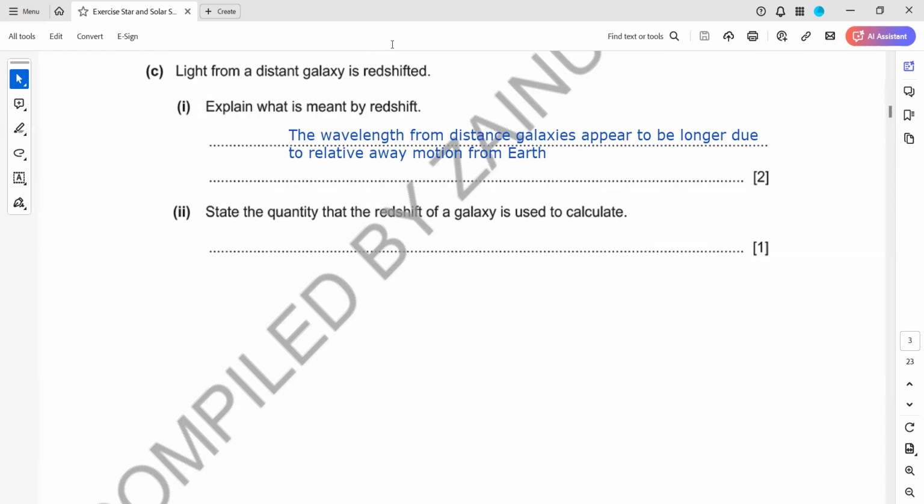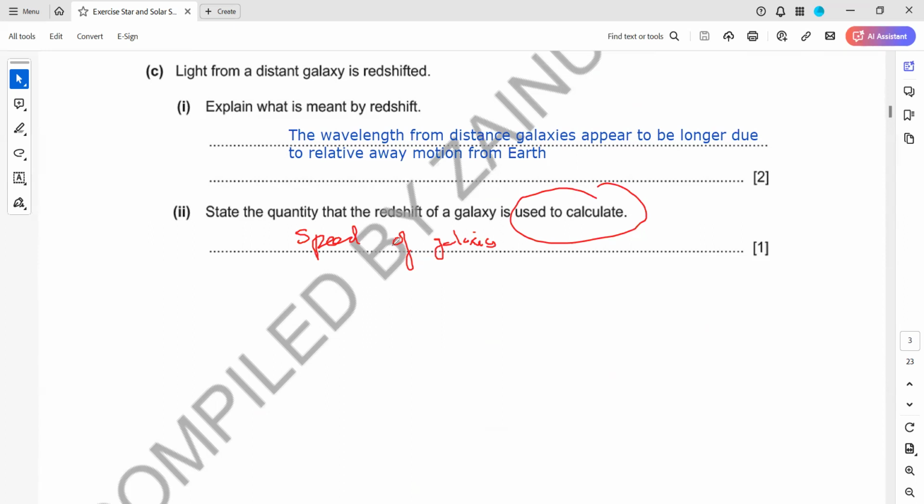State the quantity that the redshift of a galaxy is used to calculate. So using a redshift, remember, we can calculate the speed of the galaxies. The application of a redshift can be used to find the speed of the galaxies or the speed of the star at which it is moving.